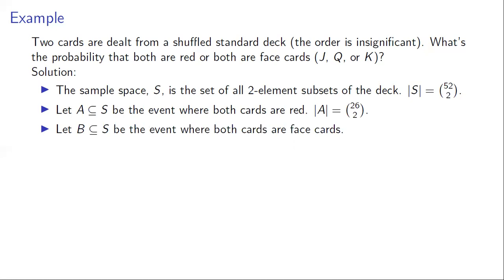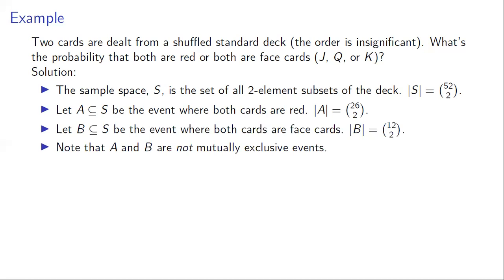Well, we just have to know how many face cards there are. Keep in mind that there are 4 suits in a deck, and each suit has 3 face cards. So that gives us 12 face cards, and we need to choose 2 of them. So cardinality of B is 12 choose 2.